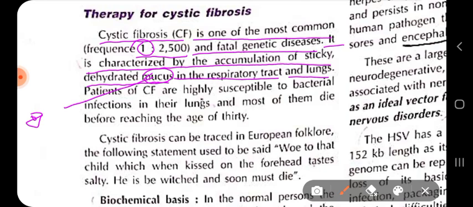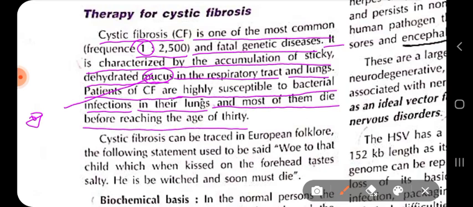Normally that mucus is a watery type of substance, but those patients who are suffering from cystic fibrosis have dehydrated mucus that gets accumulated within the respiratory tract and lungs, and it's actually a sticky type of thing. Now, patients of cystic fibrosis are highly susceptible to bacterial infections in their lungs, and most of them die before they reach the age of 30.